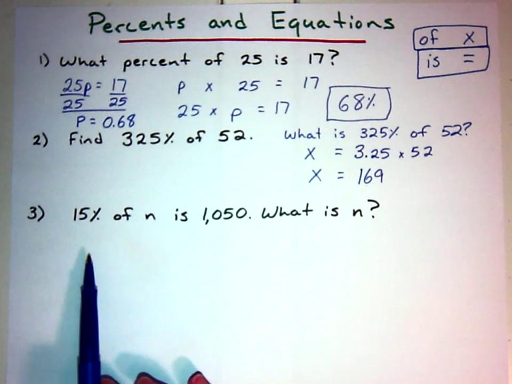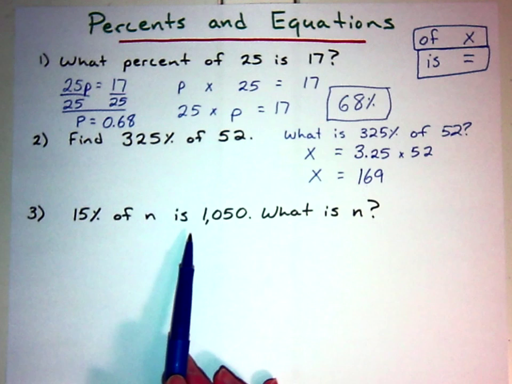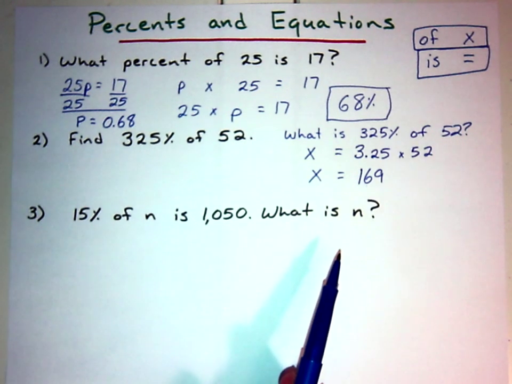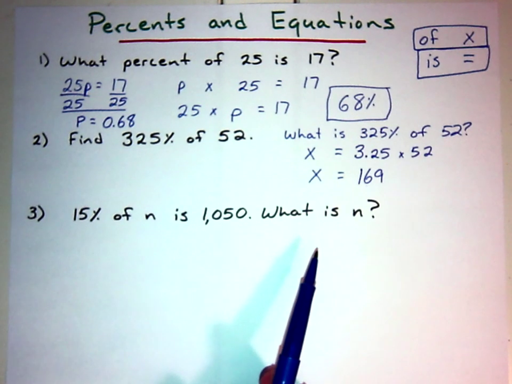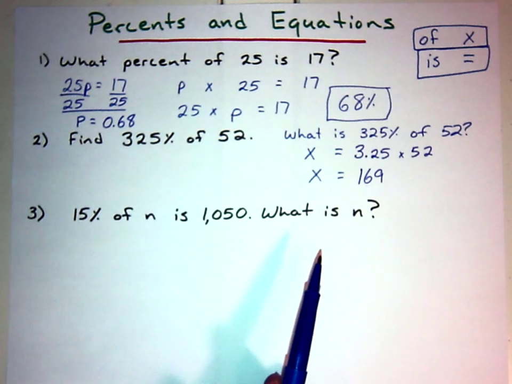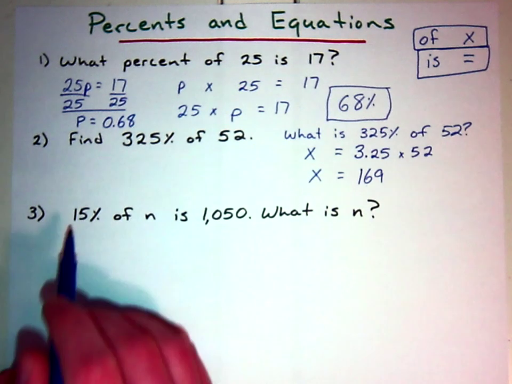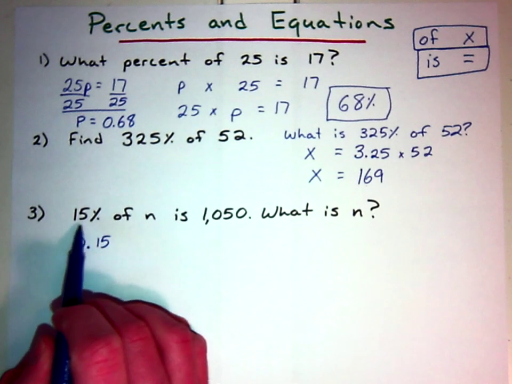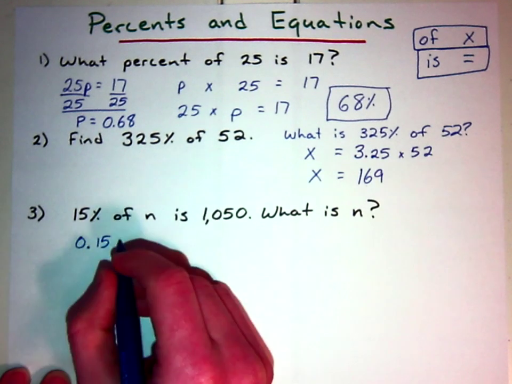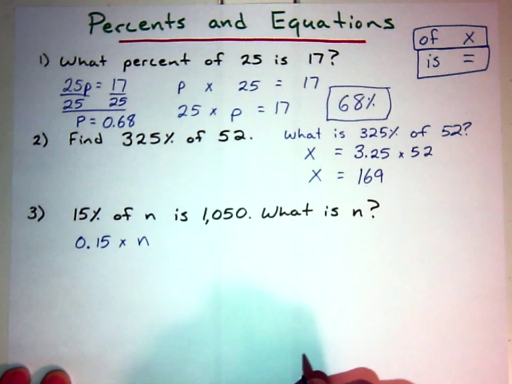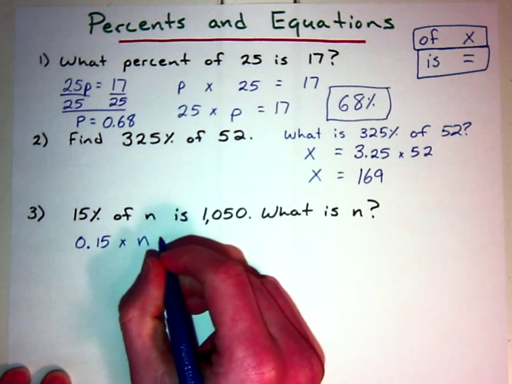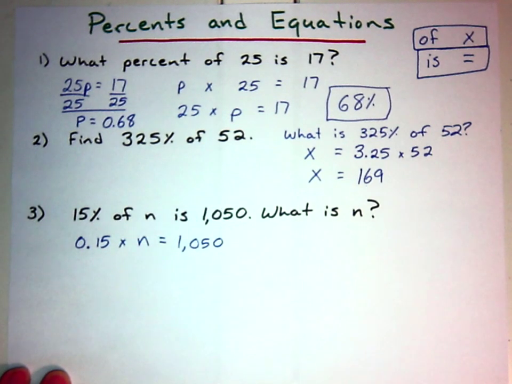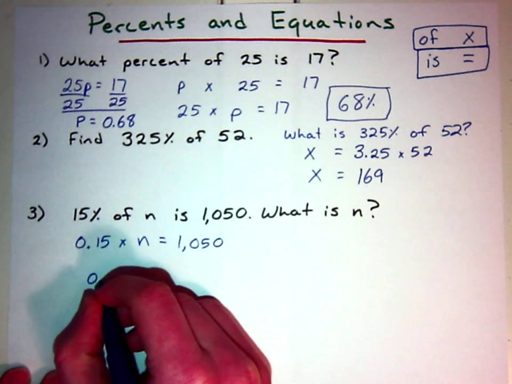Okay, number 3, it says 15% of n is 1050. What is n? Okay, so for this one, they defined a variable for us, okay? But they're just trying to change up how it looks and make sure we understand what we're doing. So 15%, remember, I want it as a decimal. Okay, so I turned it into decimal form. I moved it 2 spots to the left. Okay, of means multiplication. They've already defined my variable, which means I bring it down. Okay, is means equals 1050. Okay, I could write this more concisely if I wanted.